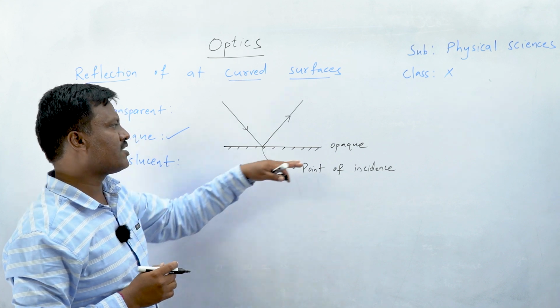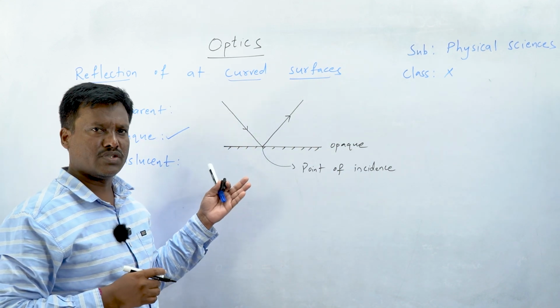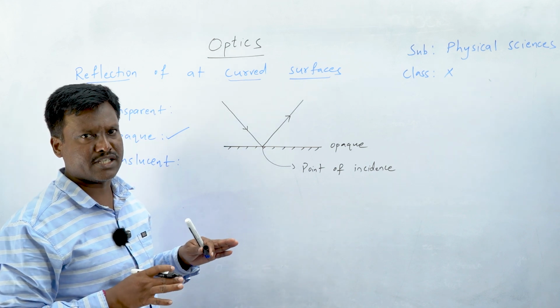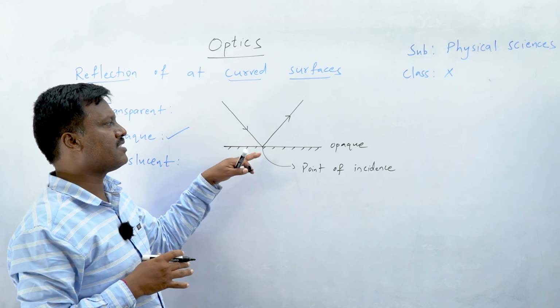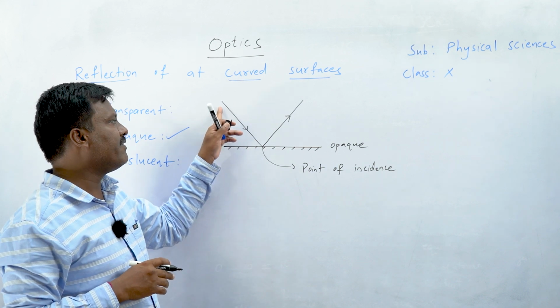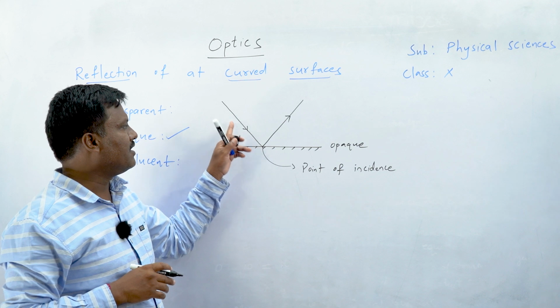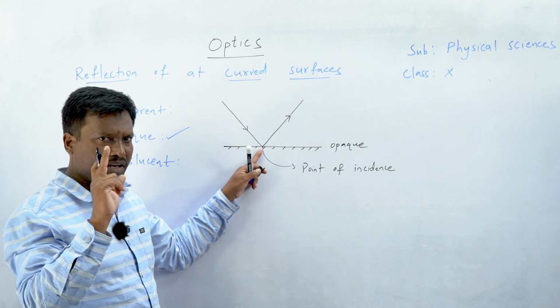So reflection takes place on what surfaces? Opaque surfaces, whether curved surfaces or smooth surfaces. On both surfaces, reflection takes place. Now I am giving the important basics on reflection on plane surfaces. So this is the incident ray. The ray which is going to meet the surface is the incident ray. This ray meets the surface at only one point.